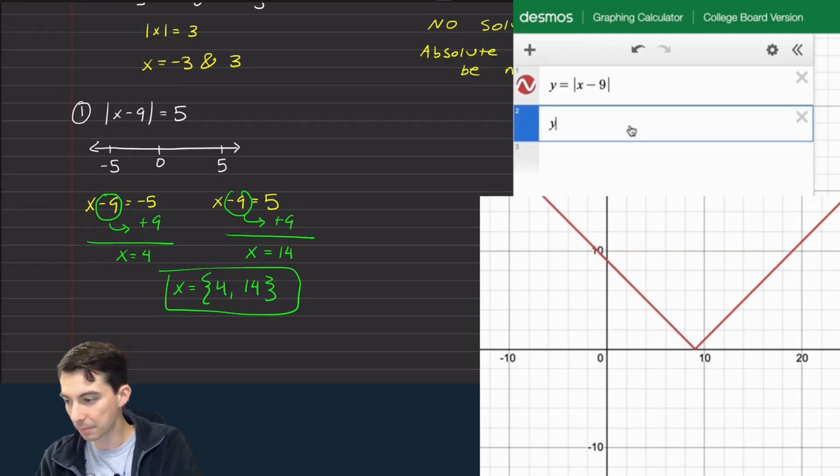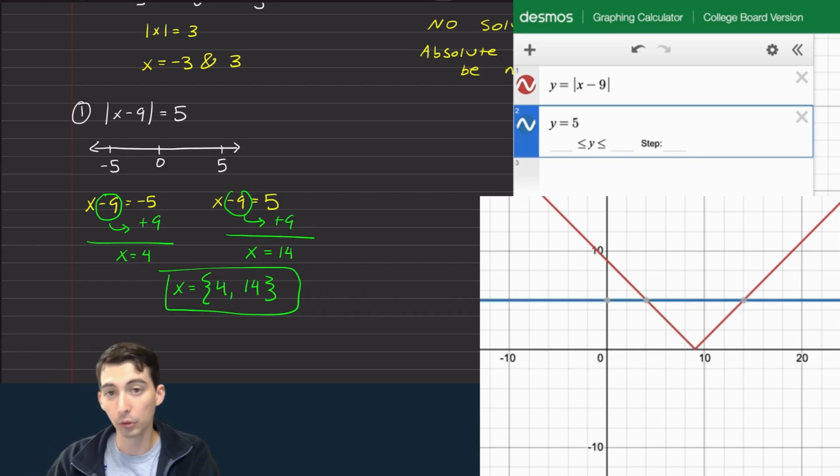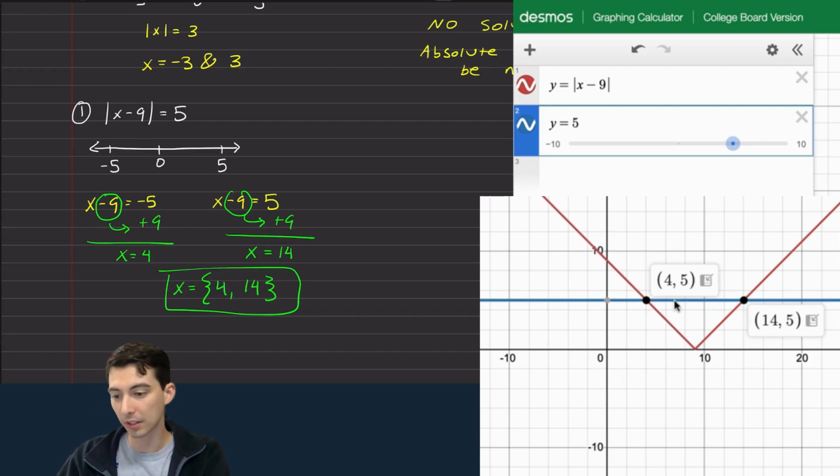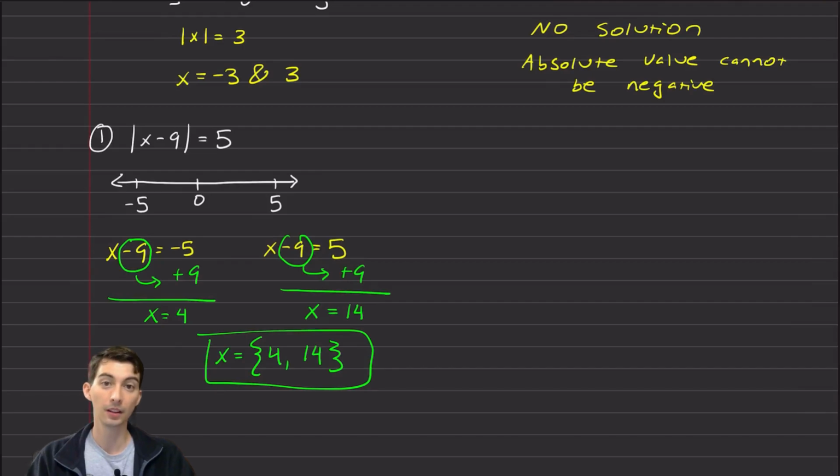But now if I type in my y equals the right side, which is 5, I get this blue line that goes right across through this V shape. And if I click on these 2 points here, I see that this blue line crosses the red graph at x equals 4 and at x equals 14. So those solutions are exactly where the line and the absolute value graph meet. Let's do another example.